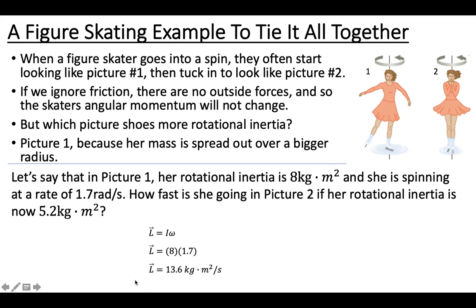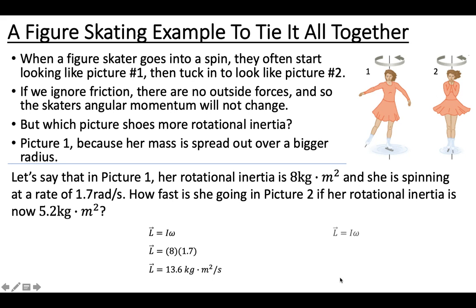And the units for angular momentum, as we talked about before, are kilogram meters squared per second. So I know how much momentum she has in picture 1. But what was the big idea that we learned about momentum? It's conserved. So in picture 1, if her momentum is 13.6, well, guess what? In picture 2, her momentum is still 13.6.